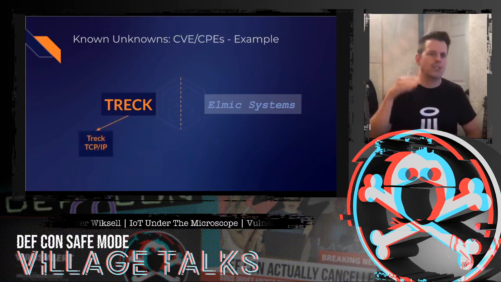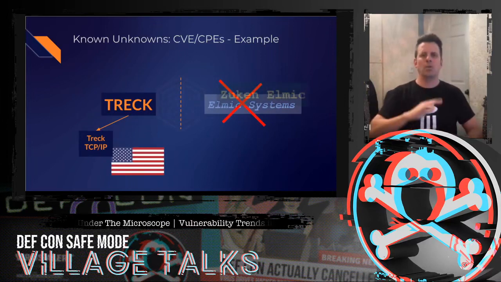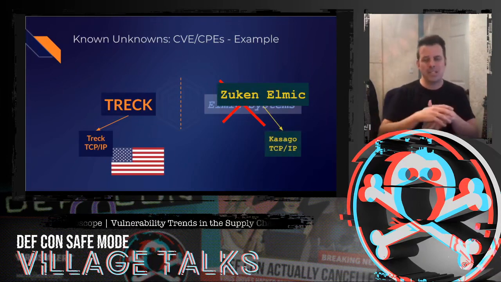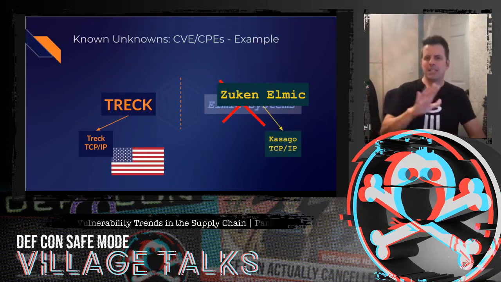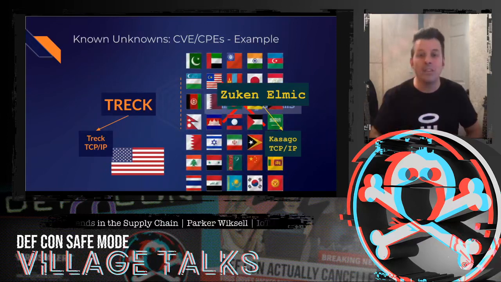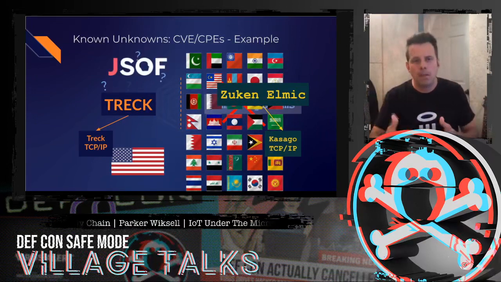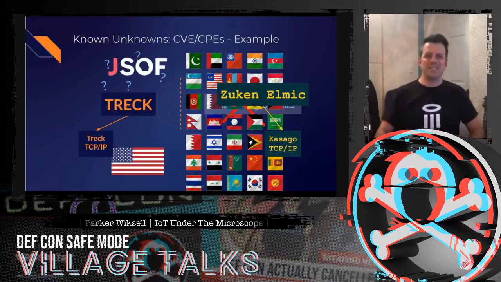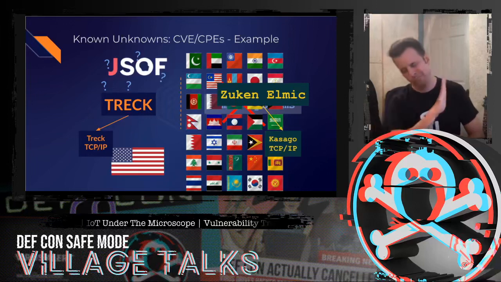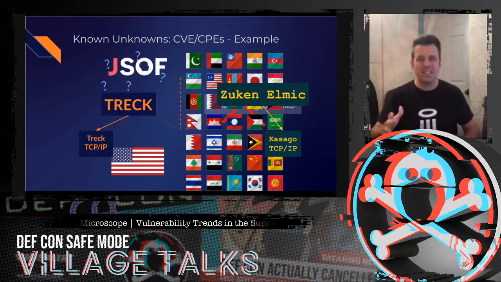And Treck be like, we got the Treck TCP/IP stack. We're going to market all this in the United States. And Elmic Systems are like, no, homie, we're no longer Elmic Systems. We're Zuken Elmic. And we got the Kasago TCP/IP. I know it sounds like yours, but it's better because it's been renamed. And you think you got USA and you think you're all hot? Homie, dang, we got all of Asia that we're going through. Meanwhile, you got security researchers in the middle of the night going, hey, can you just tell me where Treck is? And Treck is like, see, it's complicated. And they go to Zuken Elmic and they're just like Drake, like where's this Kasago at? And we can't even figure it out because the legal system is cutting us out.